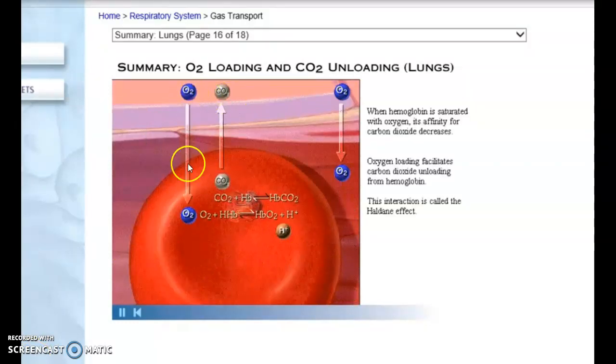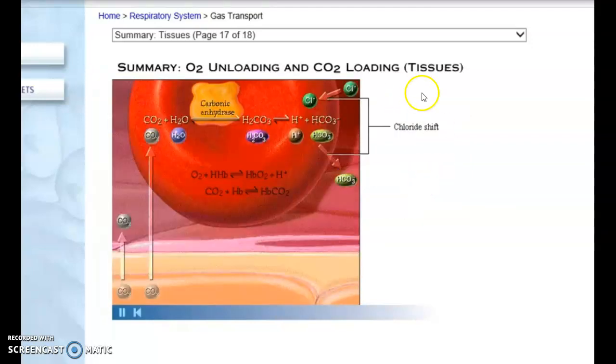Okay, this interaction where oxygen coming in causes the hemoglobin to dissociate, get rid of its proton, and causes the carbaminohemoglobin to get rid of its carbon dioxide is called the Haldane effect. So oxygen coming in triggers these chemical reactions to occur. That's the Haldane effect. Okay, so now we're unloading and loading in the tissues.